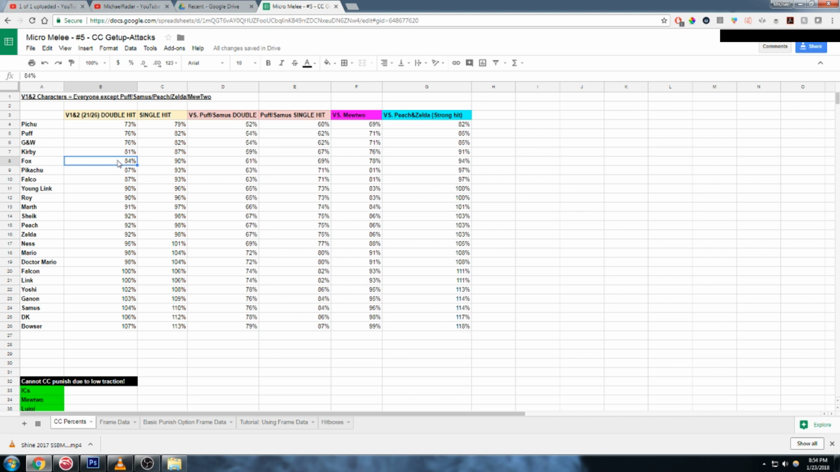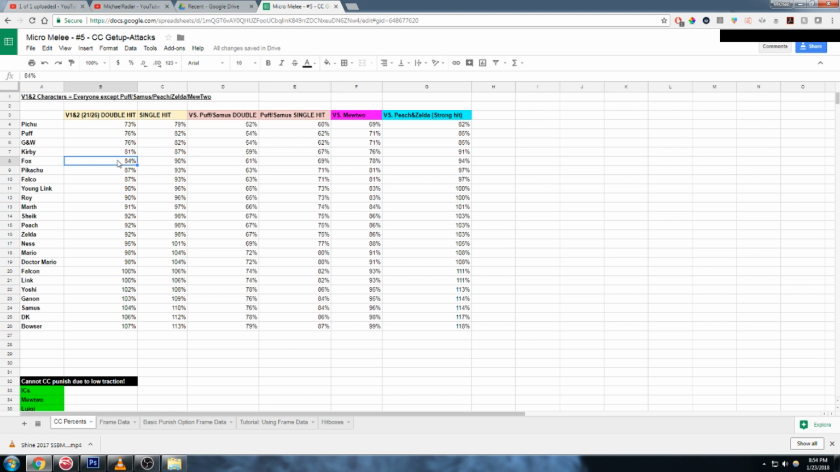You'd go into here, and this first column, the V1 and 2, 21 and 26 double hit column, is the single most important one. So if you just want to find that percent that'll work against 21 out of 26 characters, this is it. So for Fox, that number is 84%. However, if you remember in the video, I mentioned that single hits and double hits are a thing with getup attacks. So since it's safer to just assume you're going to get hit twice, the number is 84%. But if Fox only gets hit once by these getup attacks, he can do it until 90%. So that shows that little discrepancy.